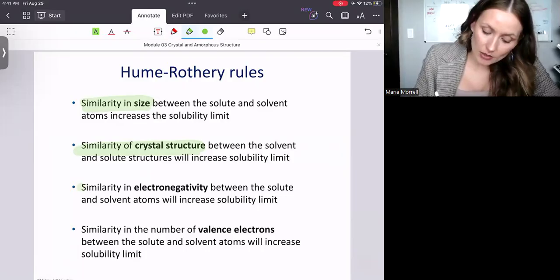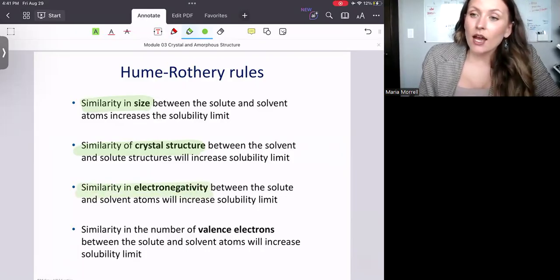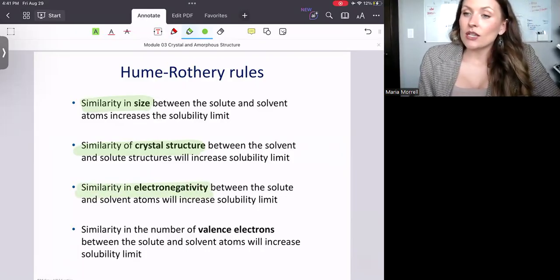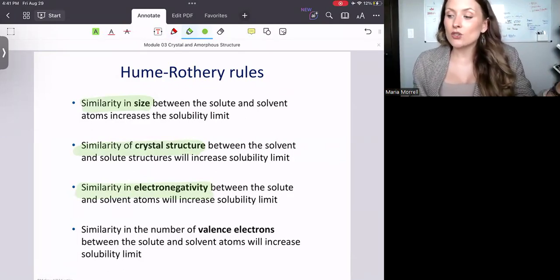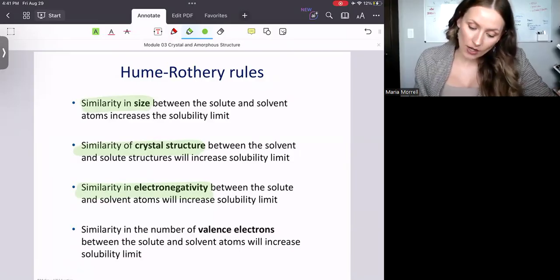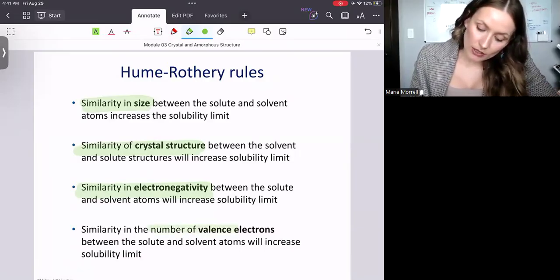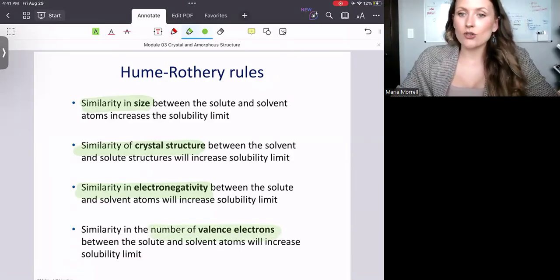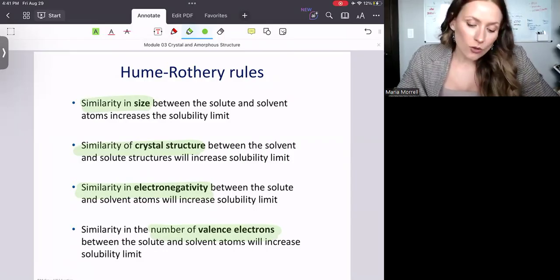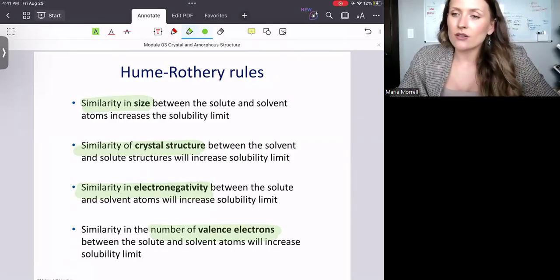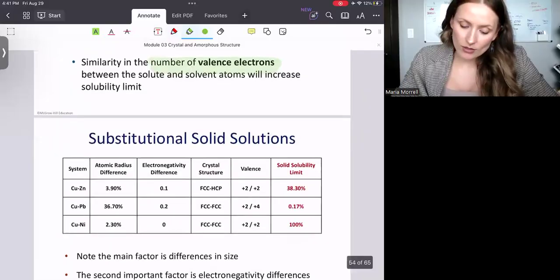There's also a similarity in electronegativity. In case you forgot, I will remind you, electronegativity is the degree to which the metal tends to pull the electron its way, right? And then there's also the similarity in the number of valence electrons. So keep in mind those: size, crystal structure, electronegativity, and valence. Historically, I've been asking something like this either in the quiz or in the exam at least once, okay?